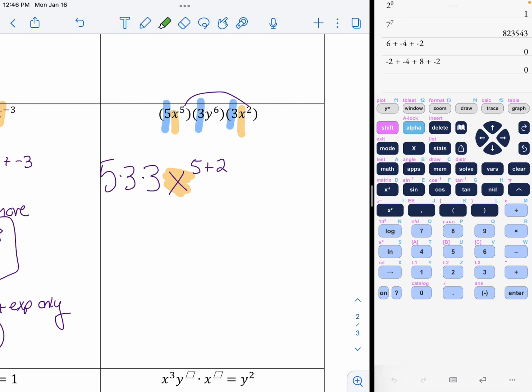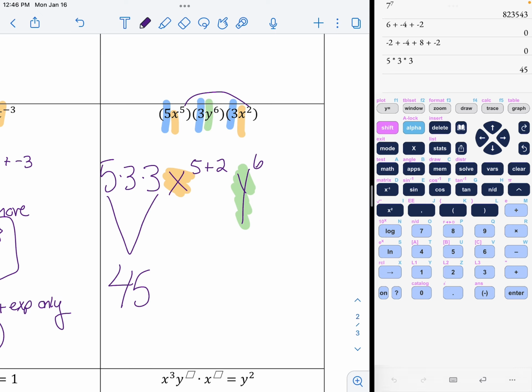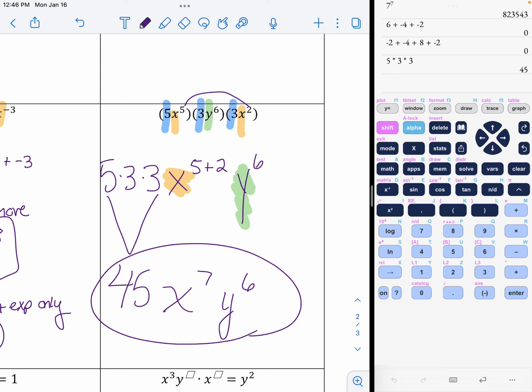I'm going to need another color on this one because I have another base of y. So here's my y, and its exponent was 6. And that was the only one of its kind. So that's the only y I need to drop down. So these coefficients in the front, 5 times 3 is 15, times 3 is 45. If you need to see it played out in the calculator, there it is. This will be x to the 5 plus 2 is 7, and y has a loner 6. All of those are positive, none of them are 0, so there's your final answer.